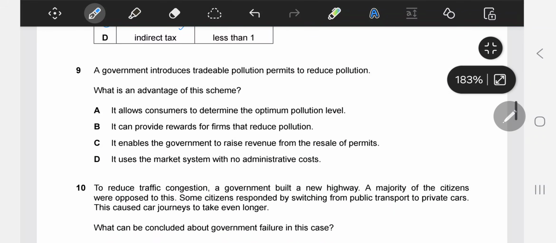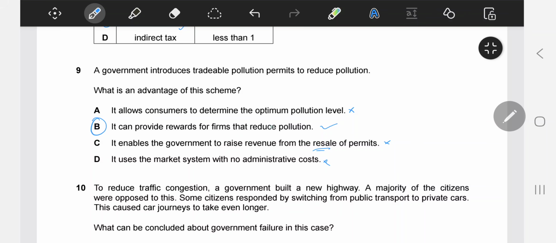Okay. A government introduces tradable pollution permits to reduce pollution. What is an advantage of this scheme? It allows consumers to determine the optimal pollution level. No. It can provide rewards for firms to reduce pollution. Yeah, that's true. It enables the government to raise revenue from resale of permits. So once the government sells the pollution permit, it cannot make any more revenue from resale. So this one is not true. It uses the market system with no administrative cost. No. So the correct answer here is B.